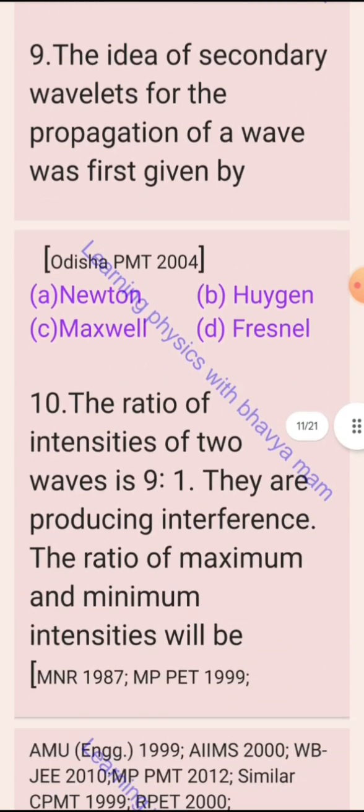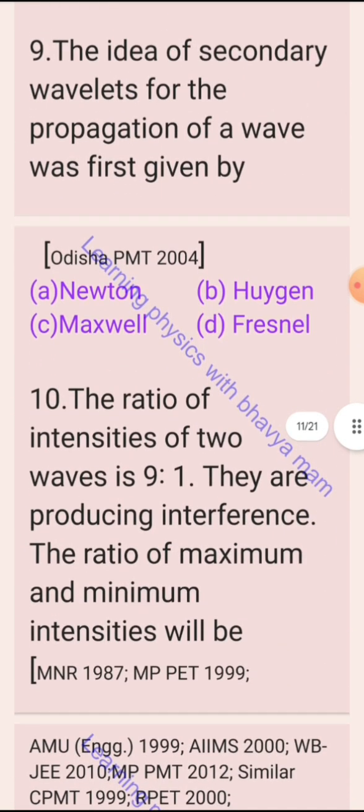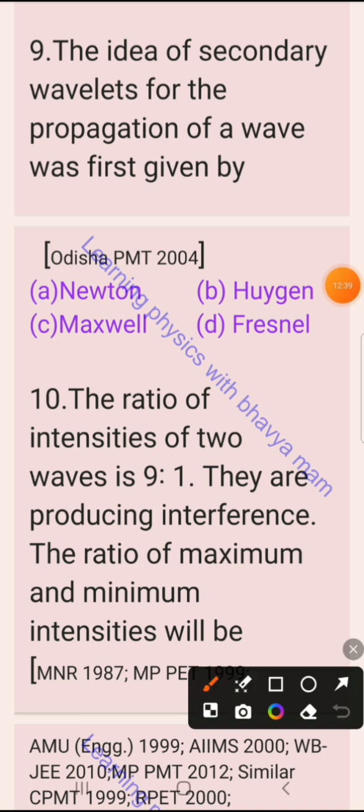Next, 9th, the idea of secondary wavelets for the propagation of wave was given by Huygens. We are all familiar with this. Secondary wavelets are nothing but small waves produced by the points on the primary wavefront. So this is given by Huygens.